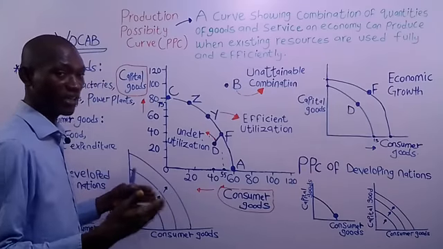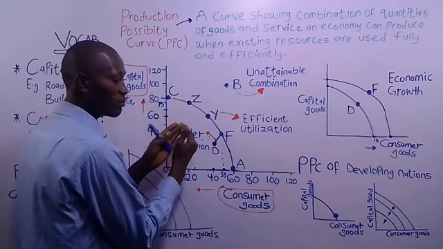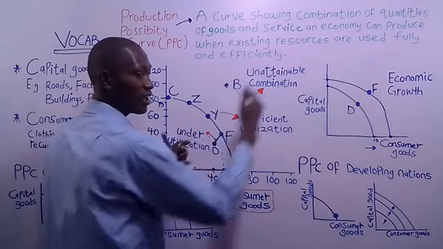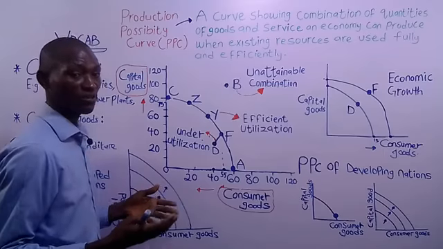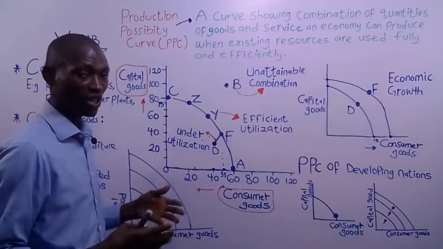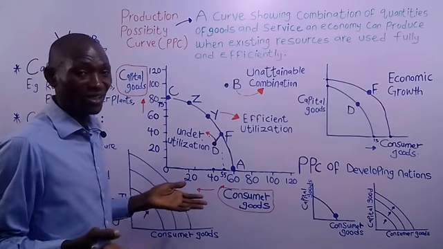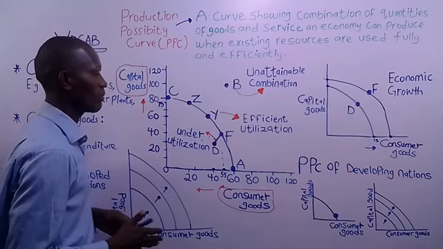And when there is efficiency of resources, the PPC will shift outward. That outward shift in the production possibility curve explains the concept of economic growth. And economic growth simply means an increase in the level of output, the productivity level.